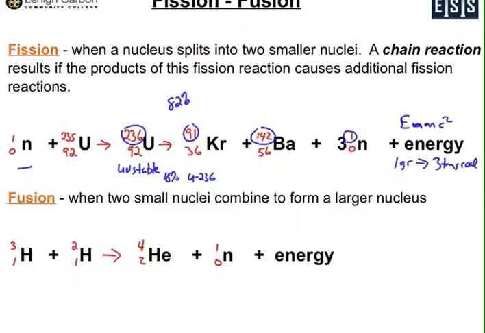Now in fusion, instead of splitting a nucleus apart, you're combining nuclei together. And this is what occurs essentially in the sun, which we showed down here. You have two hydrogen atoms here. And if you notice, normal, stable hydrogen is just one proton. So a total mass number of 1, an atomic number of 1, and it has also 1 electron.